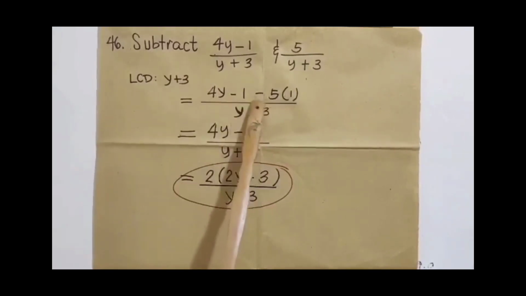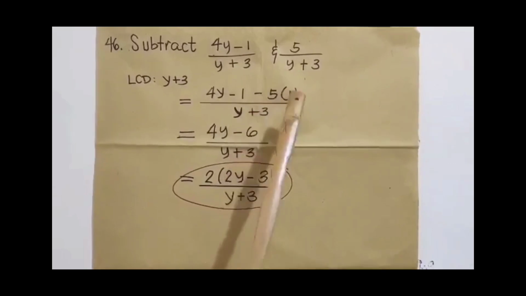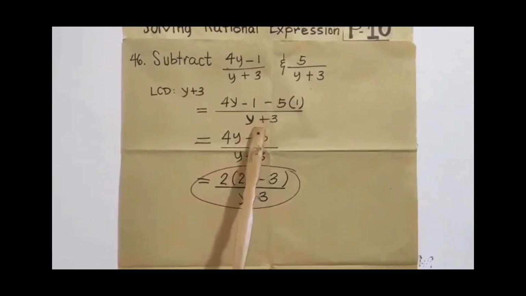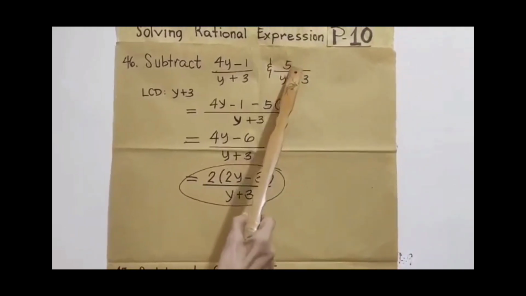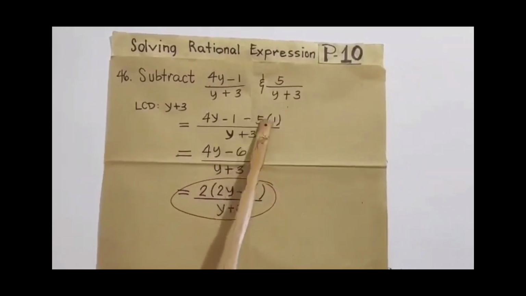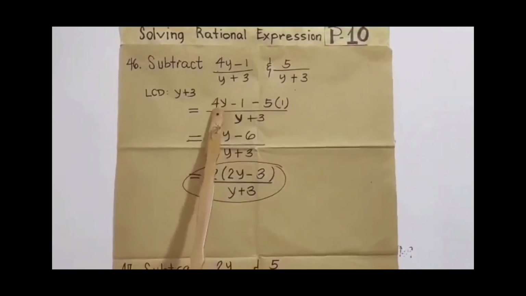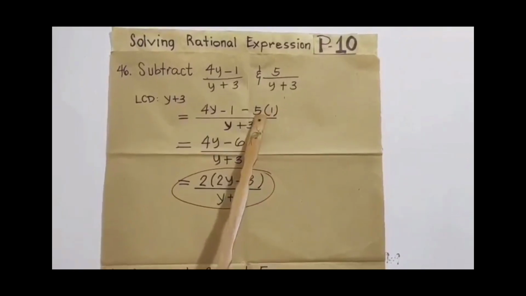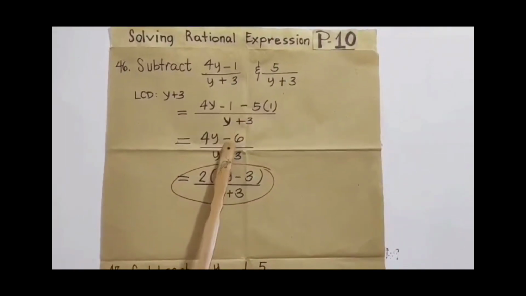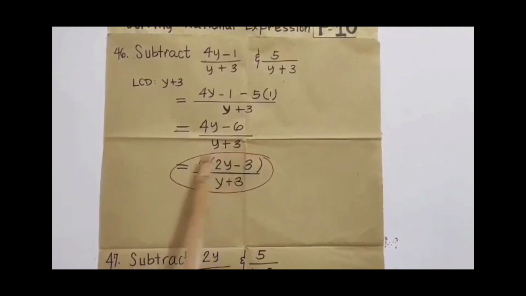Since it is subtraction, we write the subtraction sign, and then we divide again: y plus 3 divided by y plus 3 is equal to 1, then multiply by the numerator. That's why we have 5 times 1. Then we simplify: negative 5 times 1 equals negative 5, then plus negative 1 equals negative 6. Then over, just copy the denominator.